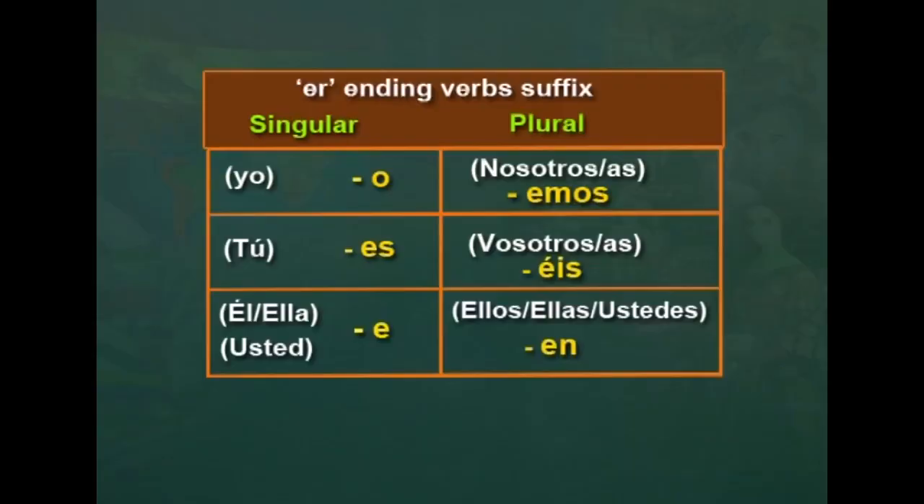So, for ER ending verbs, the suffix will be: yo, o; tú, es; él, ella, usted, e; nosotros, nosotras, emos; vosotros, vosotras, éis. Yes, remember that the letter E will have an accent. Ellos, ellas, ustedes, third person plural, en.